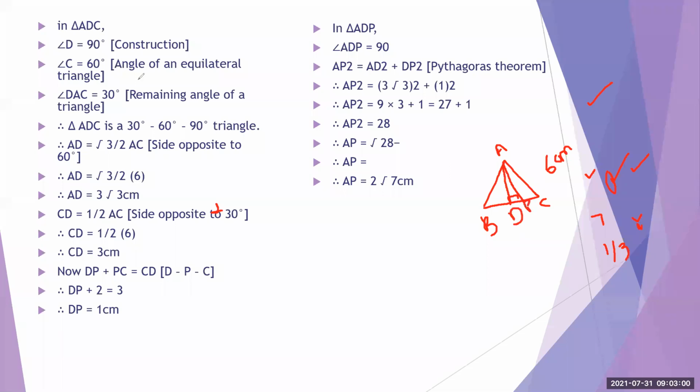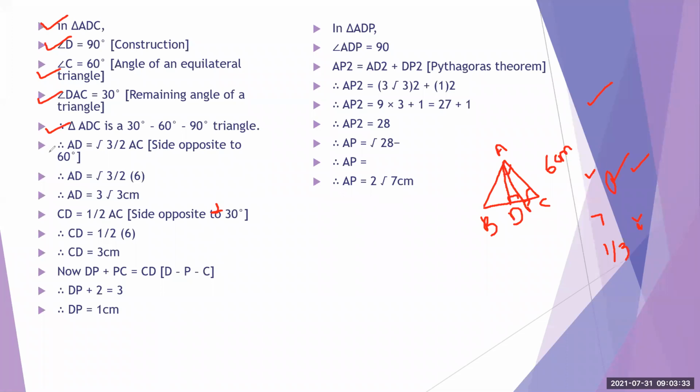Okay, so here in triangle ADC, angle D is equal to 90 degree. Since it is an equilateral triangle, angle C is equal to 60 degree, right? Angle C is 60 degree. So the remaining angle is A. This half angle A will definitely be equal to 30 degree, because the sum of all angles is 180 degree. One is 90, another is 60, so the remaining will definitely be equal to 30 degree. So we got triangle ADC is a 30, 60, 90 triangle.